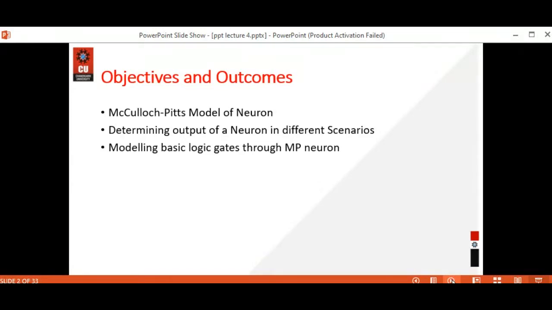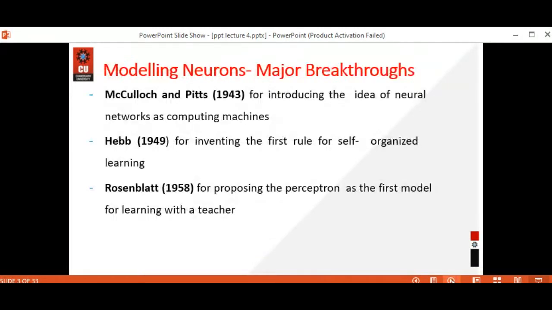Then we'll complete the numerical problem. Fine. There are three basic mathematical models where the neurons are configured. The very first and most basic is the McCulloch and Pitts model, which we are going to discuss today. Next is the Hebb model, for self-organized learning, which we'll do in later units, unit 2 or 3. Then we have the Rosenblatt perceptron model that we'll do in subsequent lectures. These are the three major breakthroughs which have mathematically modeled the neurons.